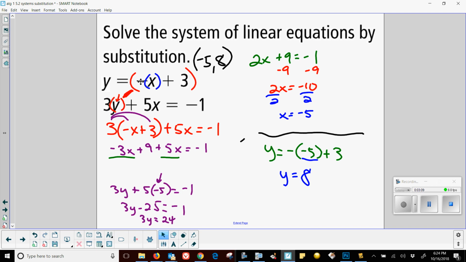If there's anything in front, that still has to be there when we take the negative 5 and plug it in. So negative 5 is actually positive 5 plus 3, and we get 8. We could also take the negative 5 and plug it into the other equation. It doesn't matter. That becomes negative 25, add it over and then divide. So it's the same thing.